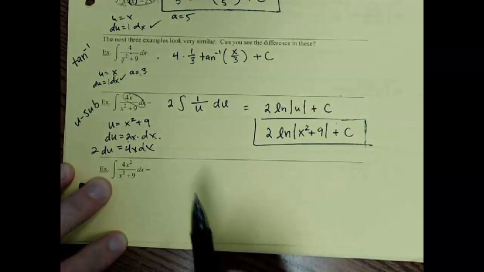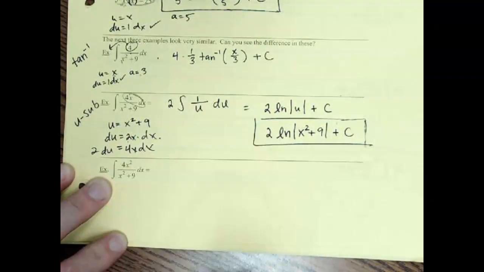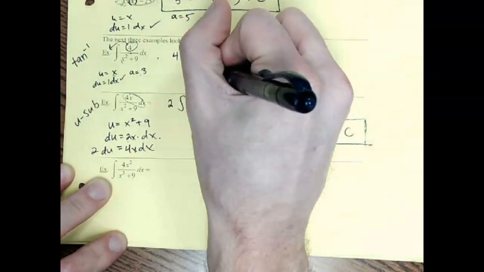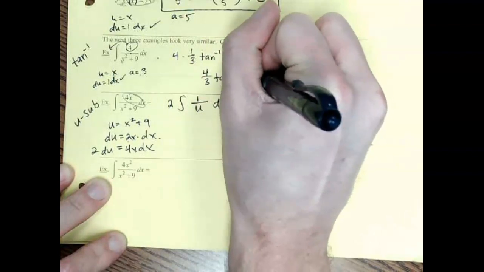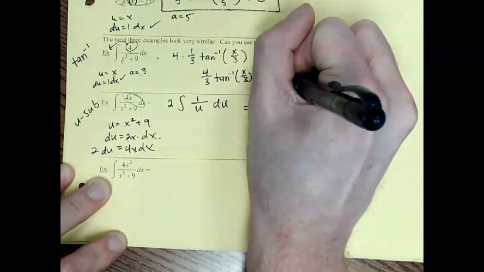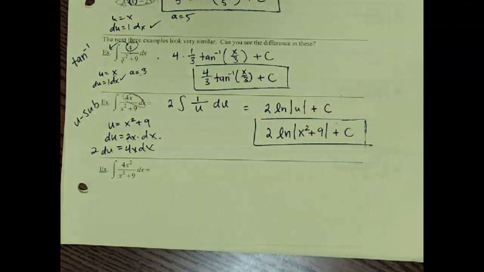Then if you wanted to recombine it, remember that 4 was just kind of extra. That 4 had nothing to do with the integration. You can just bring it out to the front, but then you could recombine it at the end. 4/3 tan inverse x over 3 plus c. So that one we used the tan inverse right off the bat. This one used the u sub right off the bat.